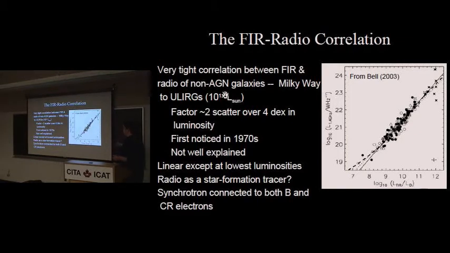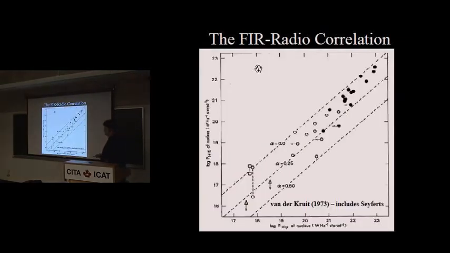The correlation is basically linear, except that at low luminosities, for the more dwarfy type galaxies, it starts to break down a bit. So people use this as a star formation tracer. Whereas for infrared you might need a space mission to measure the star formation rate of a distant galaxy, you can just use ground-based radio. But this synchrotron emission is connected to both the magnetic fields and the cosmic ray population of the galaxy. So how could this thing work? This correlation has been observed for about 40 years now, and our explanation of it is still incomplete.